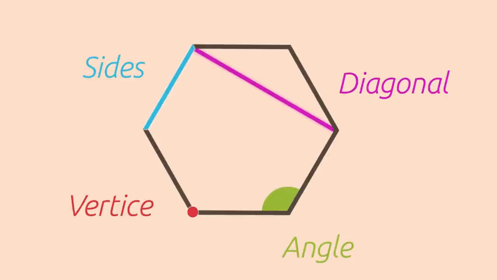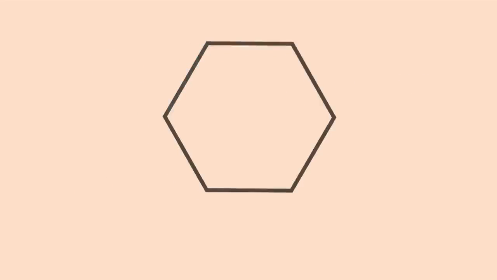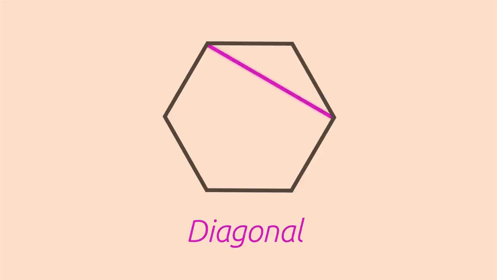Polygons are formed by several parts. The sides are each of the lines or segments that form the polygon. The vertices are the points where the sides meet. The angles are the space determined between two adjacent sides. The diagonals are the segments that connect two non-adjacent vertices.